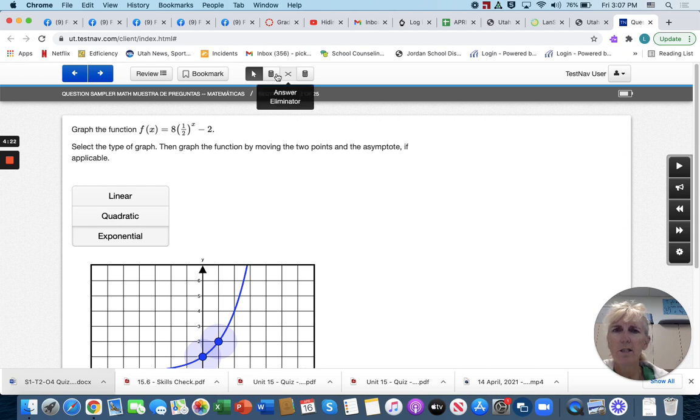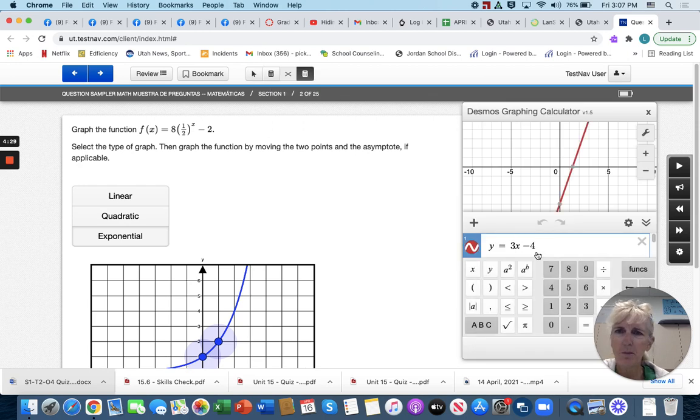So if we wanted to try the graphing calculator or the Desmos graphing calculator, I wonder if we could put it in there. Do you think we could? 8 times 1/2. Oh, whoops, that's not what I wanted.